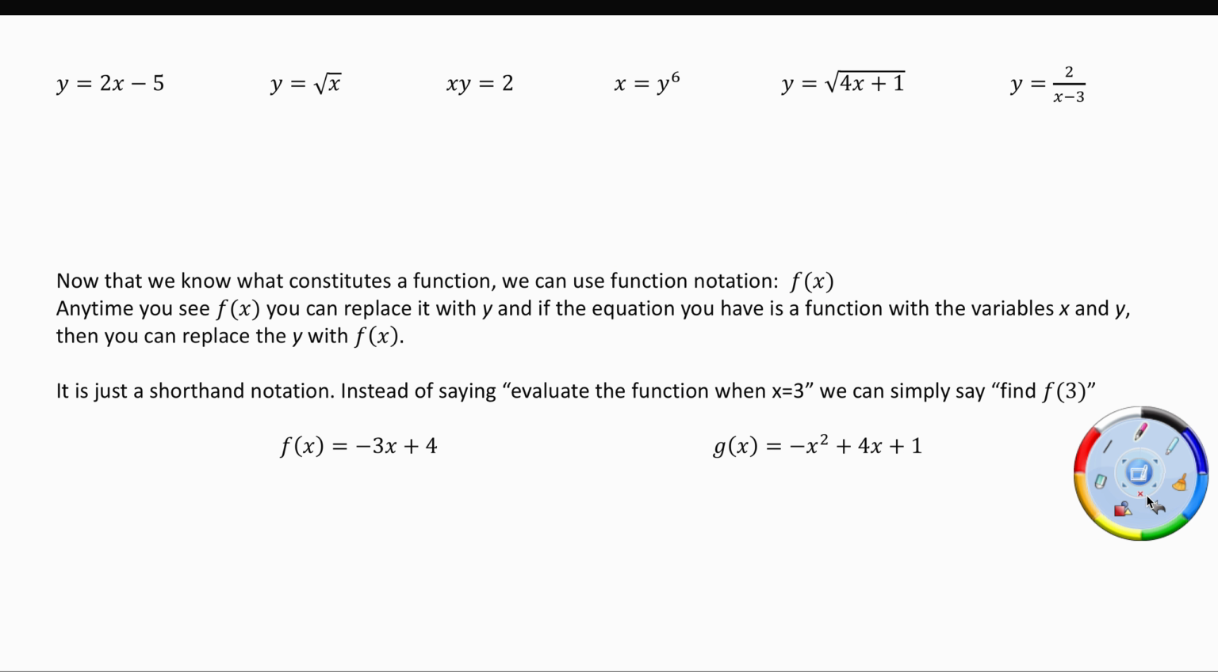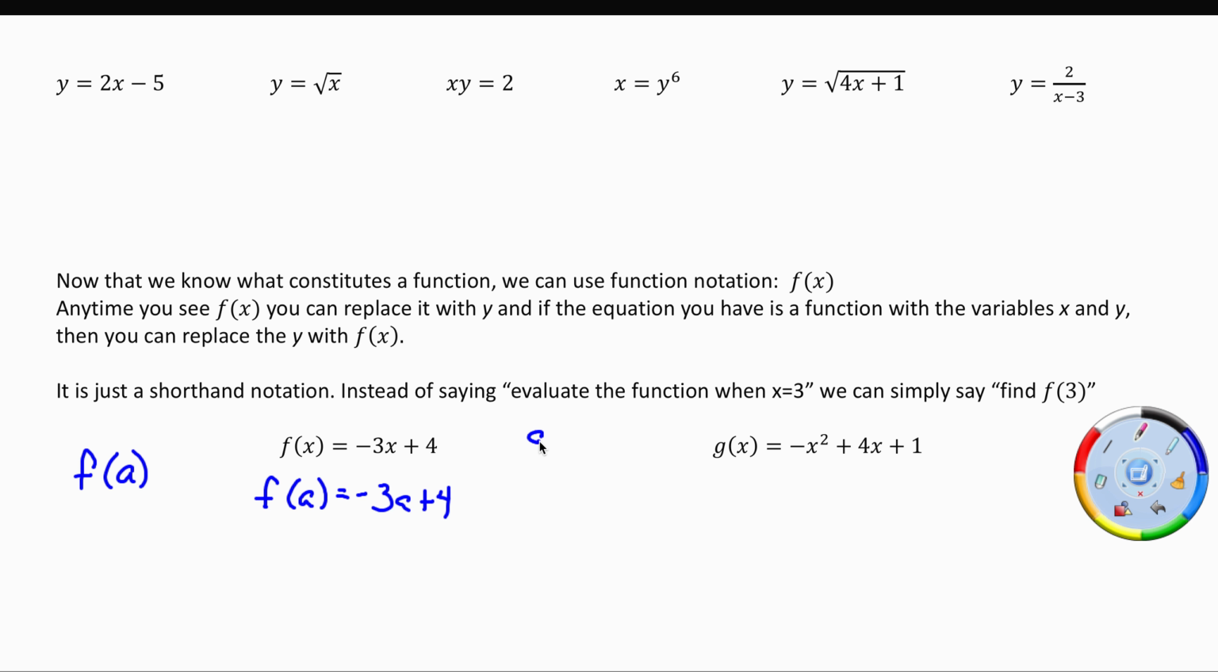We can also evaluate things like expressions inside our functions. Like I can say find f of a, which simply means change every x to an a instead of a 3 or a negative 2. So f of a is negative 3a plus 4.